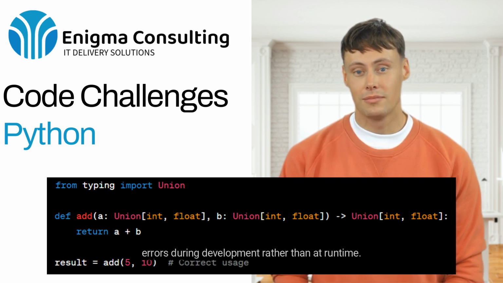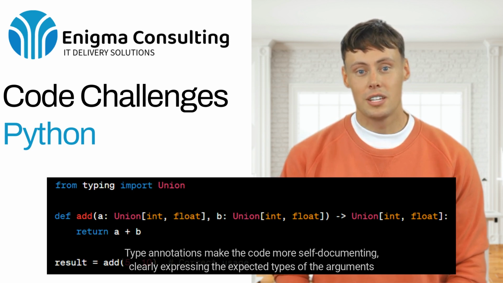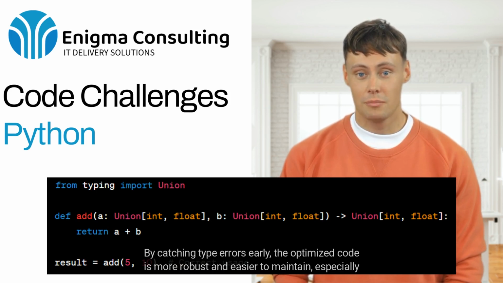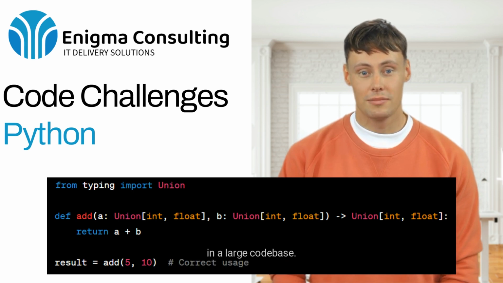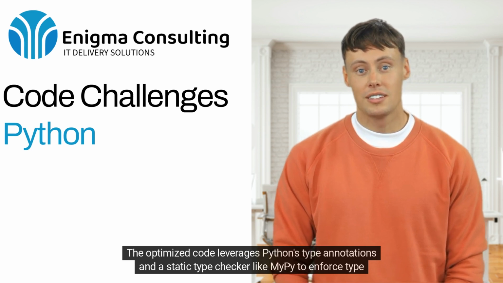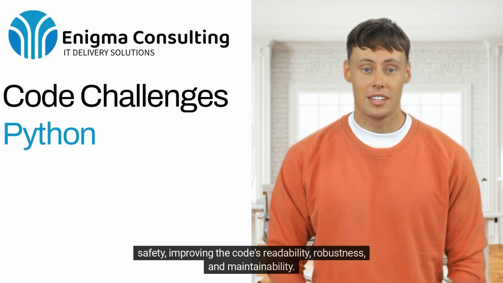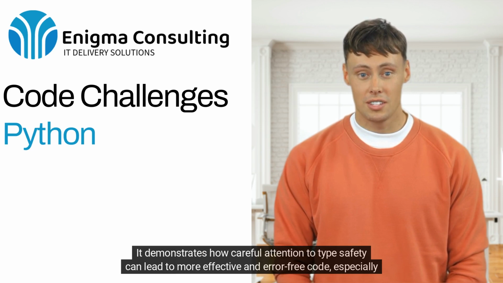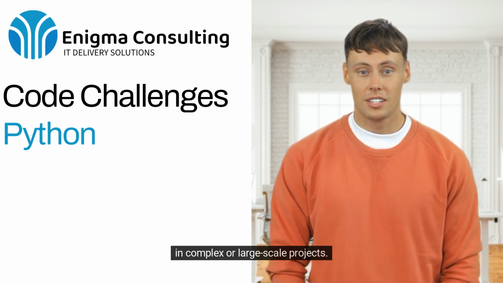rather than at runtime. Type annotations make the code more self-documenting, clearly expressing the expected types of the arguments and return value. By catching type errors early, the optimized code is more robust and easier to maintain, especially in a large codebase. The optimized code leverages Python's type annotations and a static type checker like MyPy to enforce type safety, improving the code's readability, robustness, and maintainability. It demonstrates how careful attention to type safety can lead to more effective and error-free code, especially in complex or large-scale projects.